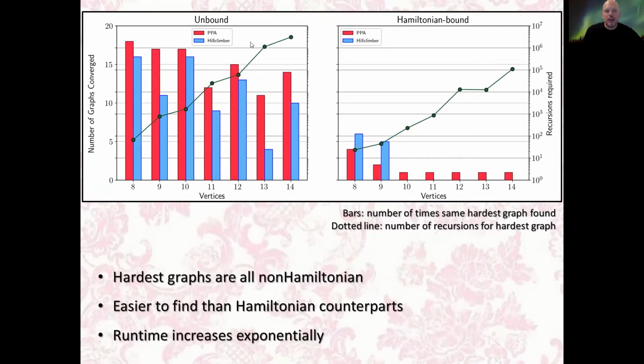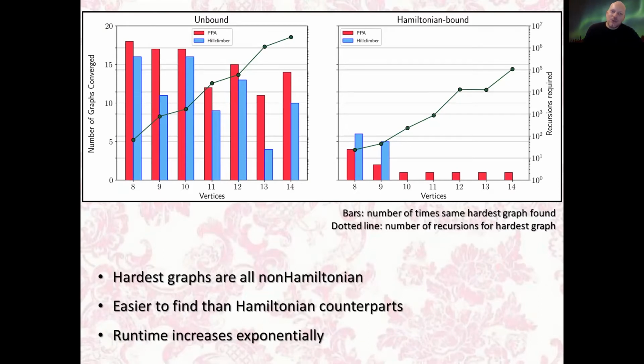So what you see here at the left-hand side is the unbound experiment. Results, all non-Hamiltonian graphs. And of the 20 runs of plant propagation, 18 times the same graph was found. And for the hill climber, 17 times. For a larger graph, 14 out of 20 were found, converged on the same graph. And for the hill climber, 10 of 20, right?